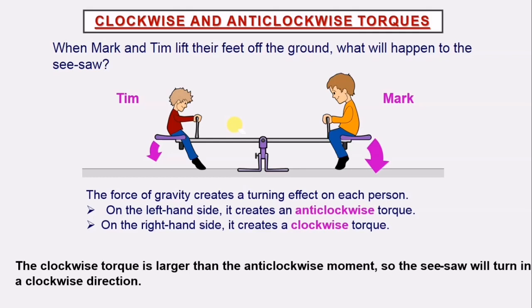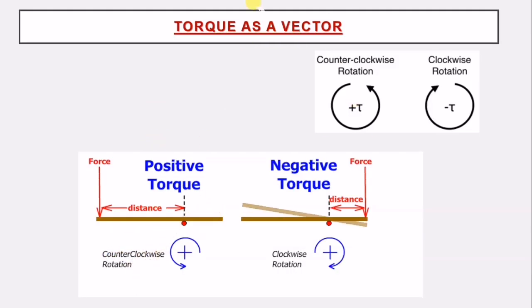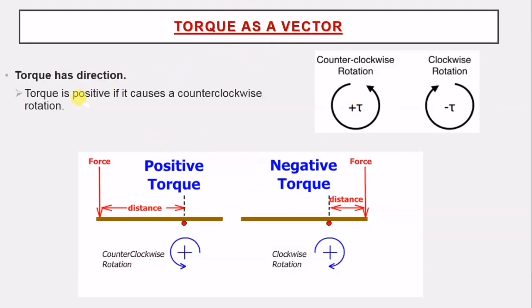Okay, why did I talk about this example? To tell you that torque is a vector quantity. It has a direction. So torque is a vector and it has a direction. The torque, tau, is positive when it leads to counterclockwise rotation. Torque is negative when it causes a clockwise rotation. So this we have to memorize.